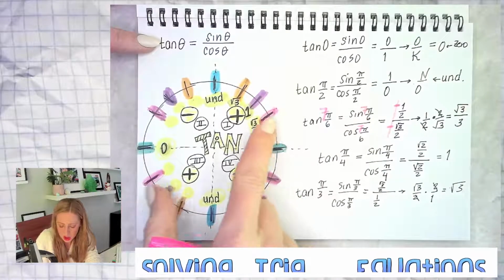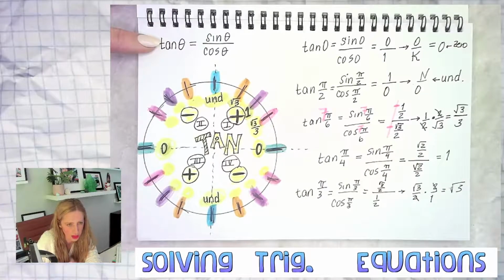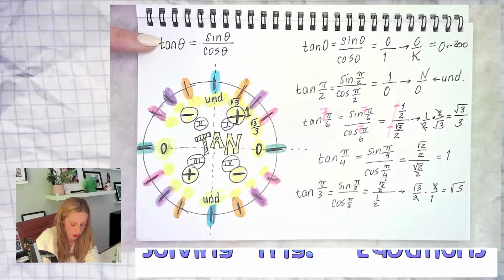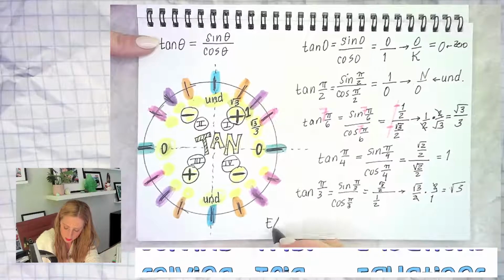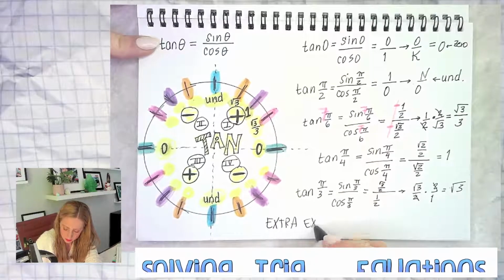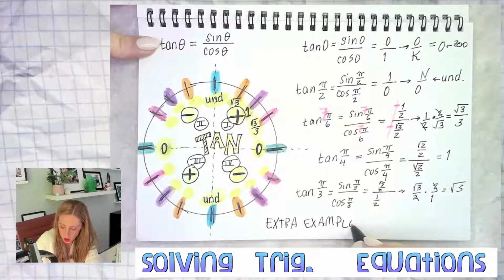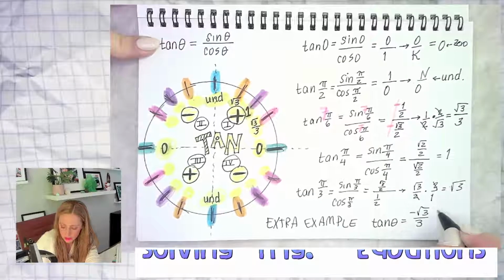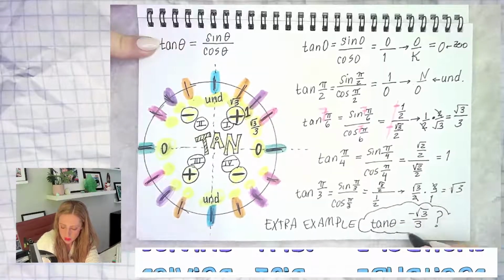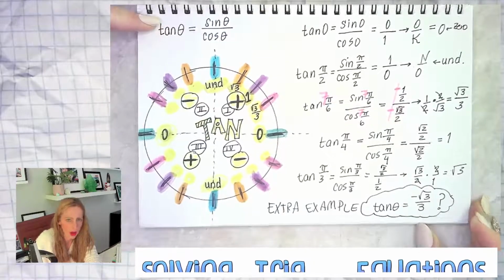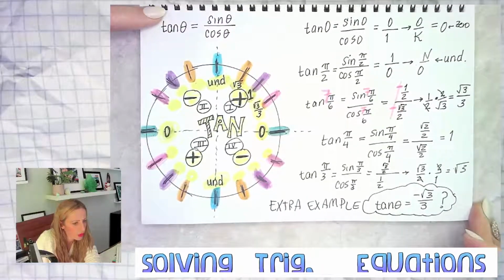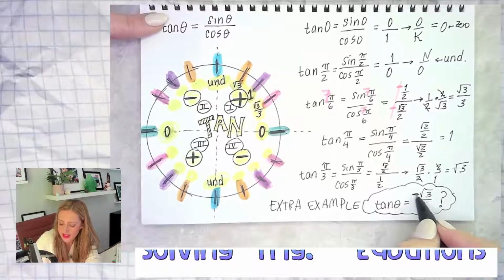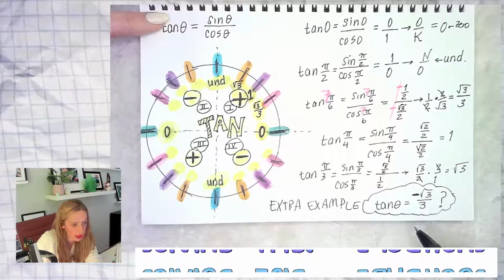If I wanted to know where tangent was equal to negative root 3 over 3 though, let's see if you really are getting it. Here's a little extra example. Where does tangent equal negative root 3 over 3? Who can tell me between 0 and 2 pi? Obviously, I could go on and on with infinite answers. All right, Sharon, what do you think? Where does tan equal negative root 3 over 3?